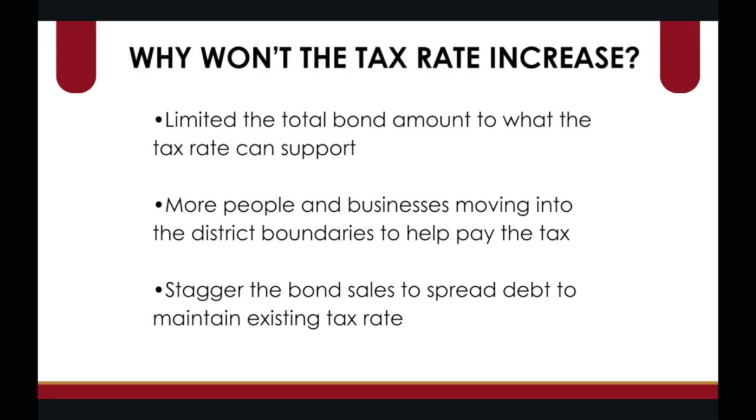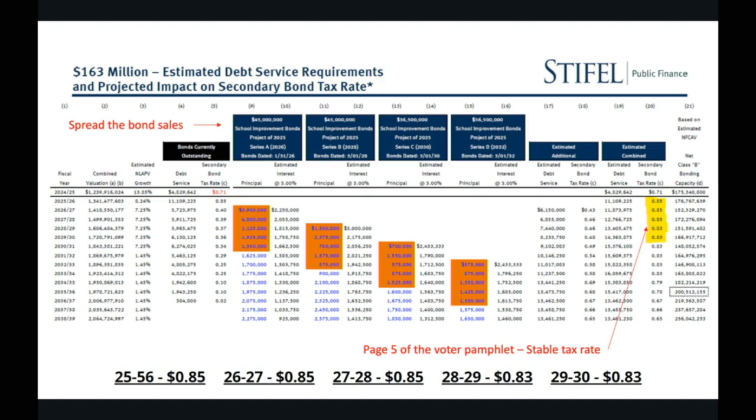And then we're also staggering the bond sales. We're not selling $163 million right up front. It's broken into 4 sales over the 10-year period to make sure we can maintain the existing tax rate and not have a tax rate increase.